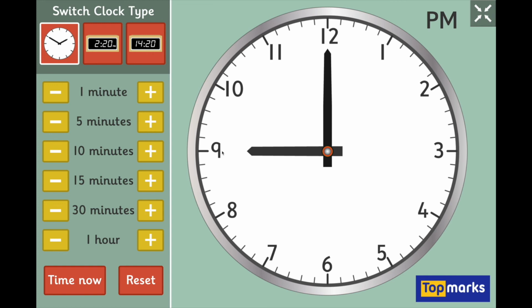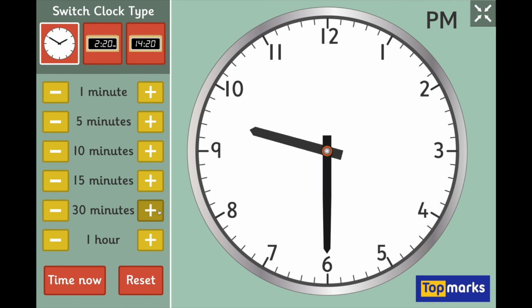Okay, let's make the time 9:30. Think about it in your head first. Where will the big minute hand be pointing? And where will the little hand be pointing? Will it be pointing exactly at 9 anymore? No, you're right, it won't. Because the minutes will be moving past 9, the little hand will end up a little bit after the number 9. Watch and see. There we go. 9:30.